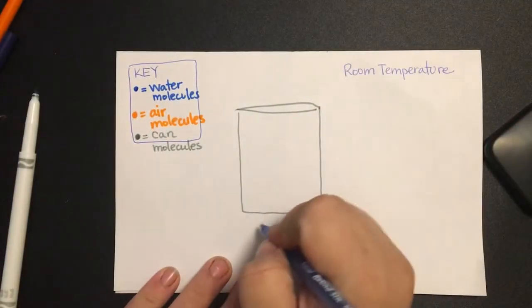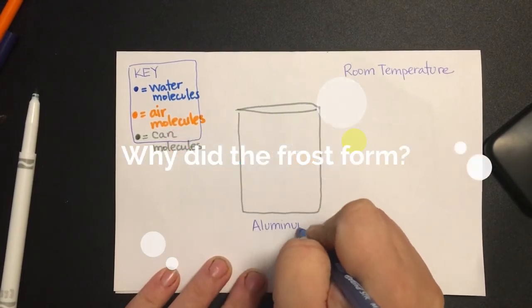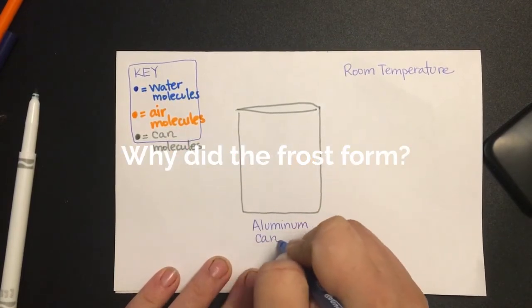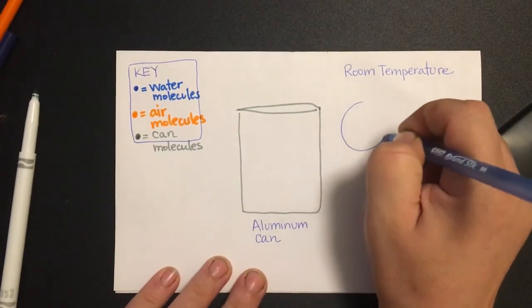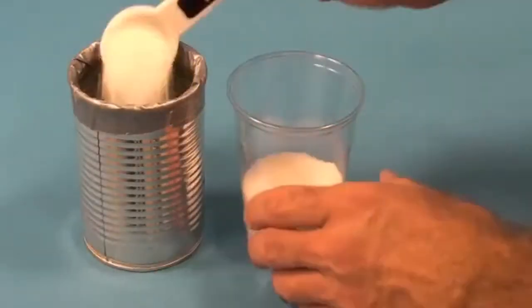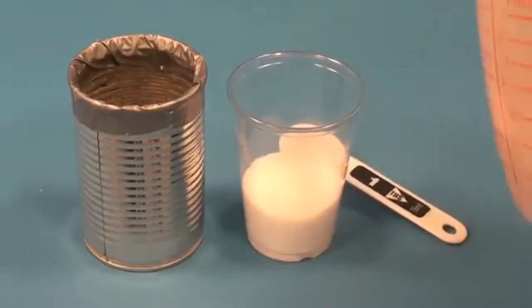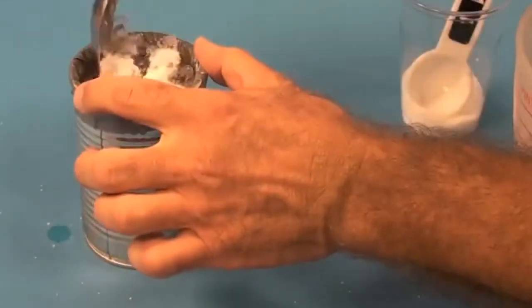So, in this video, I'm going to try to help you understand why the frost formed on the popsicle. In order to do that, I had you watch a video that showed an aluminum can placed with salt and ice in a room temperature environment. And after a short amount of time, frost formed on the outside of the aluminum can. So, why did that happen?